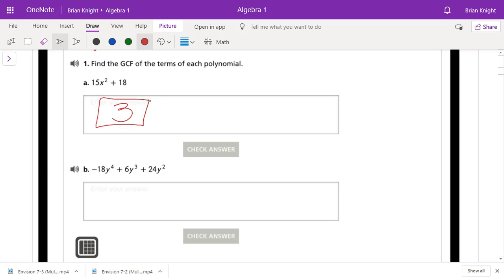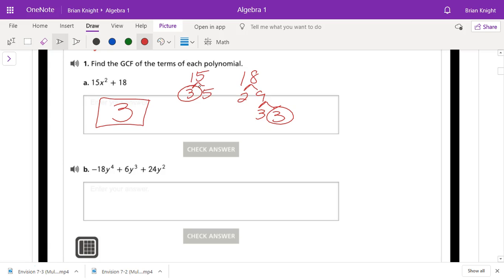Okay? And again, if you need to come over here and say, okay, 15 is going to be 3 and 5, 18 is going to be 2 and 9, and 3 and 3, and you can see they both have a 3. But that is not necessary because, again, most of the time you can do it in your head.